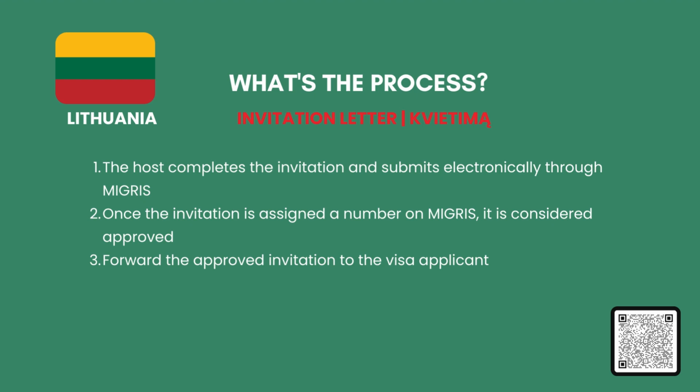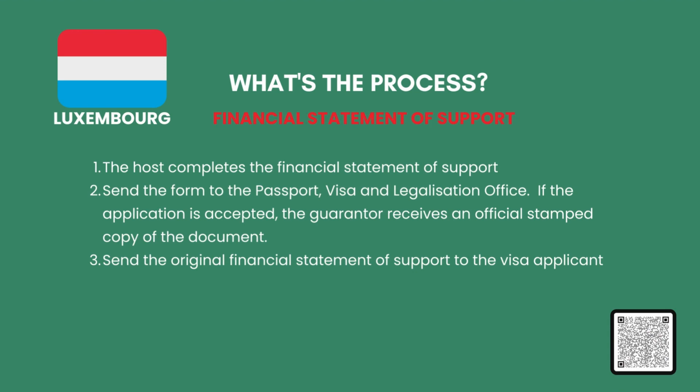Now, for Luxembourg, it's referred to as the financial statement of support. The host will need to complete the form and send the form to the Passport, Visa, and Legalization Office. If it's accepted, the guarantor will receive an official stamp and a copy of the document, and then send the original form to the visa applicant. That's how it goes for Luxembourg.